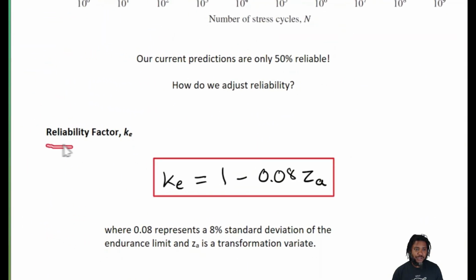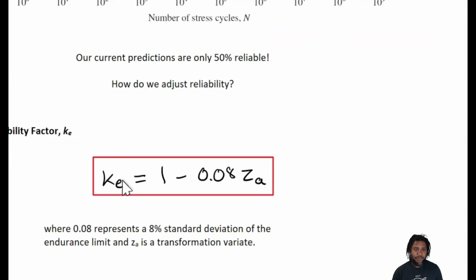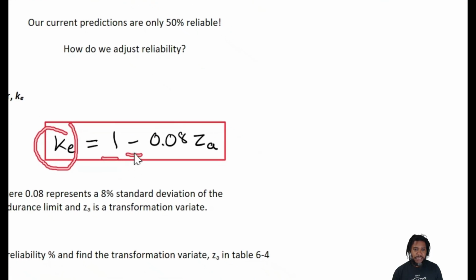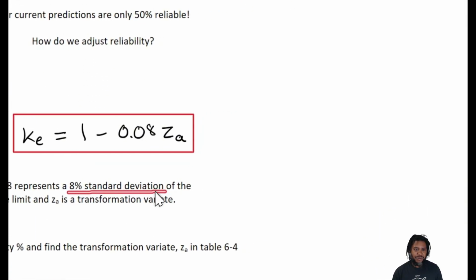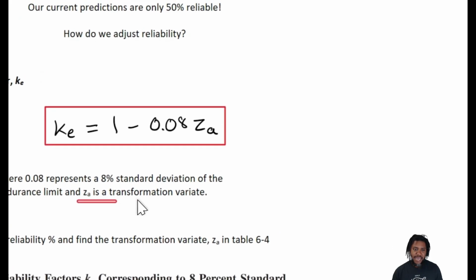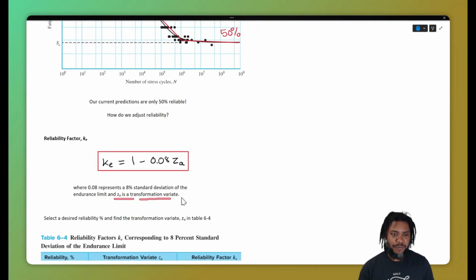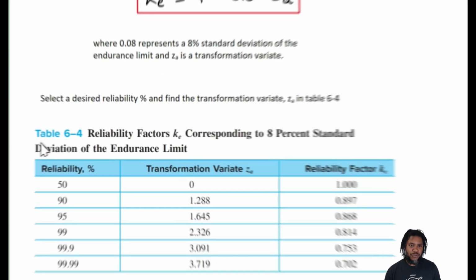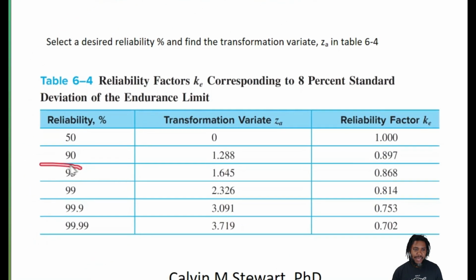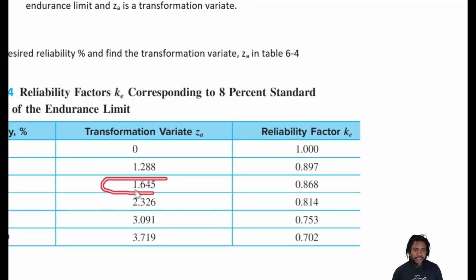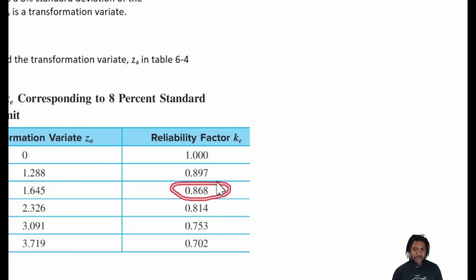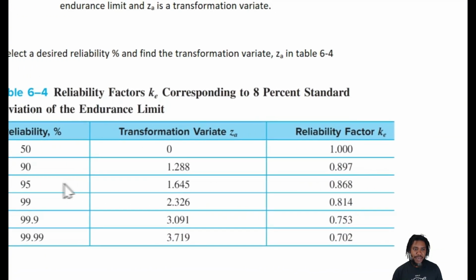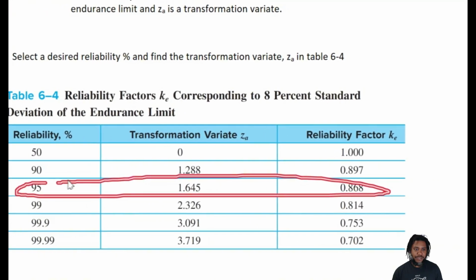Well, what we can do is introduce the reliability factor, KE, where KE is equal to 1 minus 0.08 times ZA, where 0.08 represents 8% standard deviation of the endurance limit, and ZA is a transformation variant. If we then go to table 6.4, we can select a reliability, find its appropriate transformation variant, and actually even be given directly the reliability factor for the ones that are in this table.